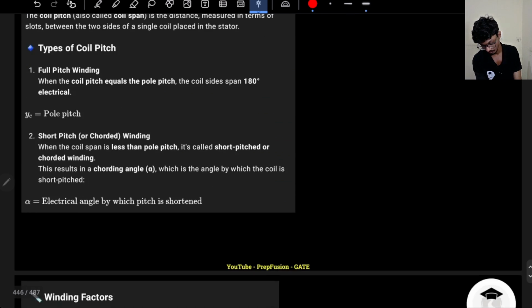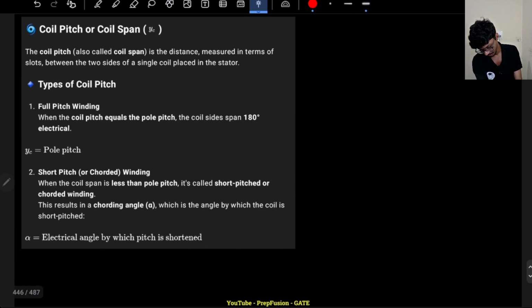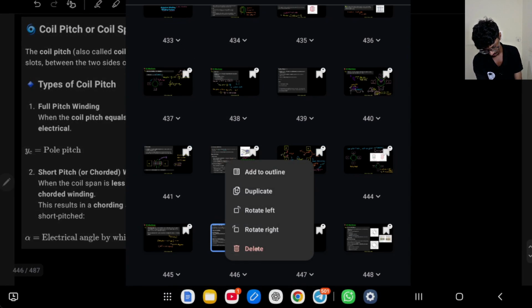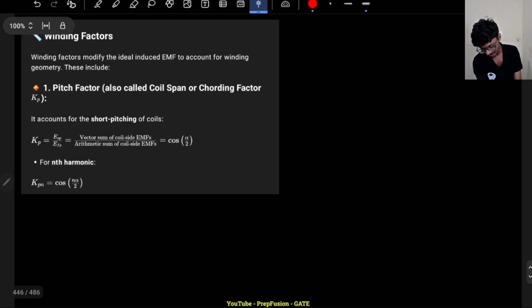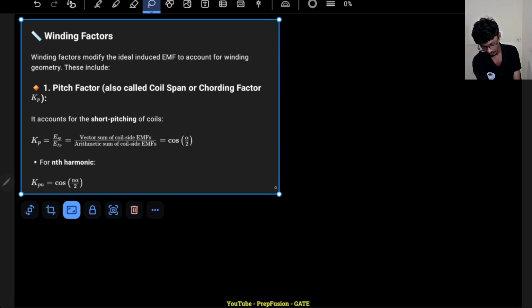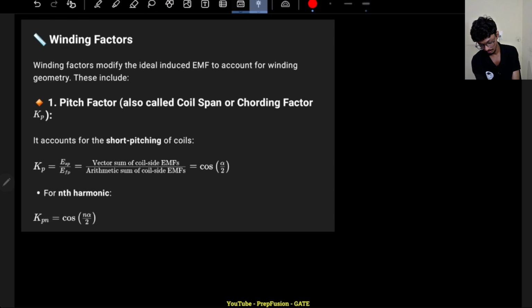Okay, so I guess this we don't need. This we have already discussed. This we don't need. So winding factors I have already discussed. The first winding factor is known as the pitch factor, also known as the coil span factor or cording factor, KP. That will be ESP upon EFP.